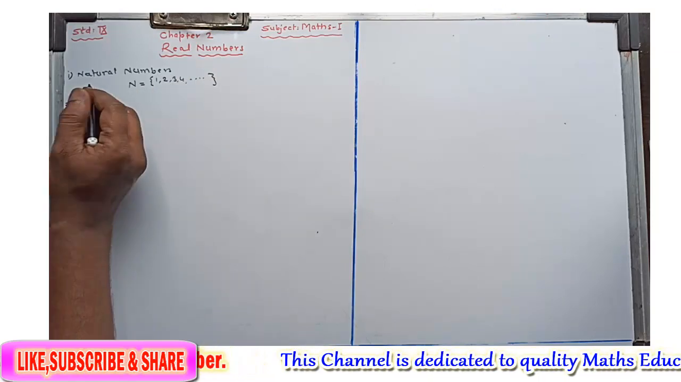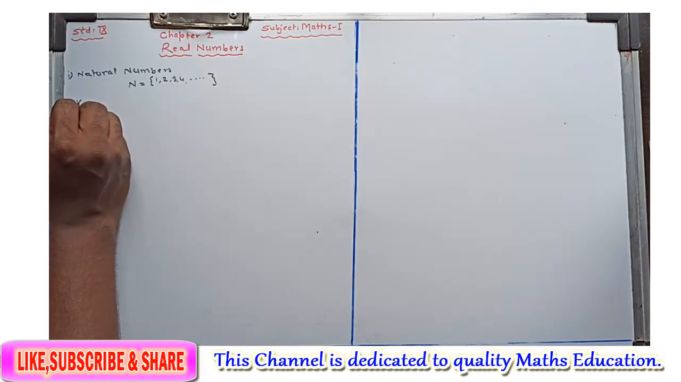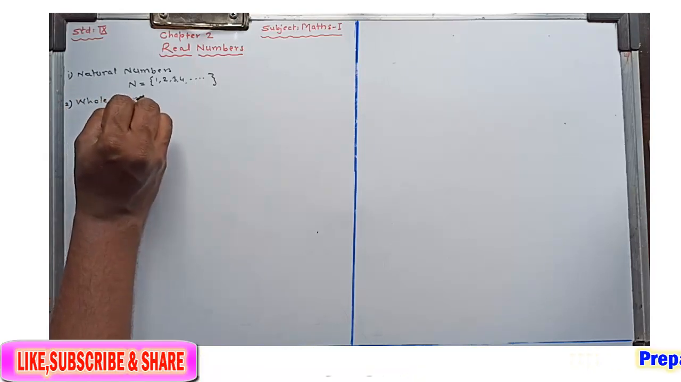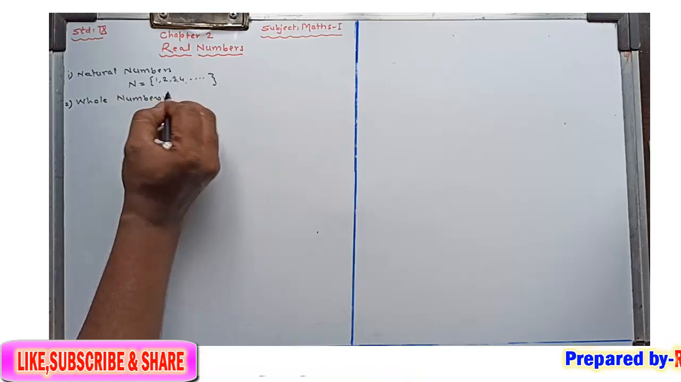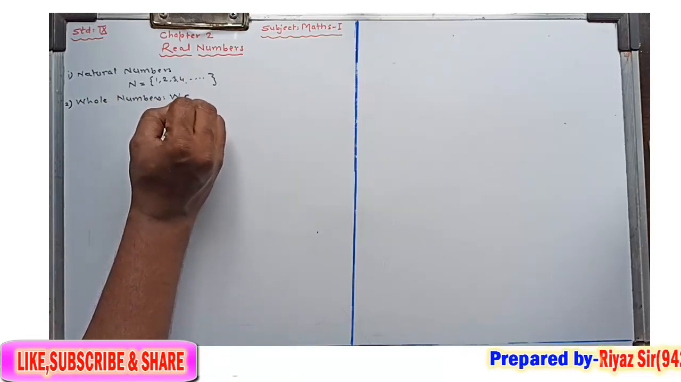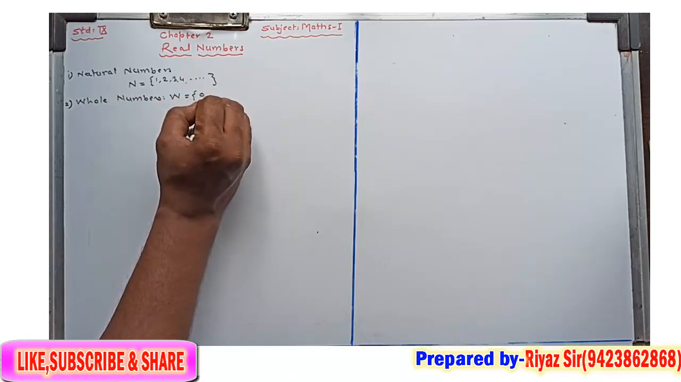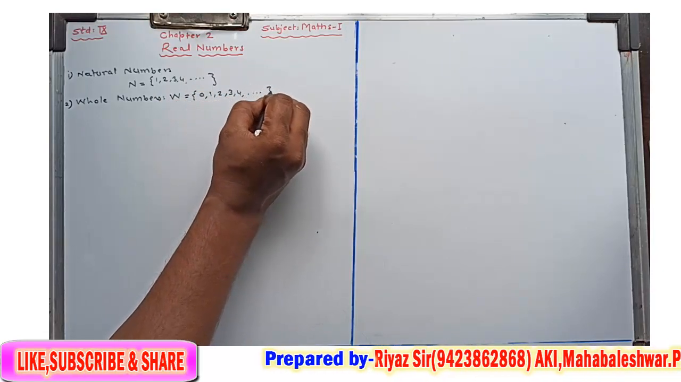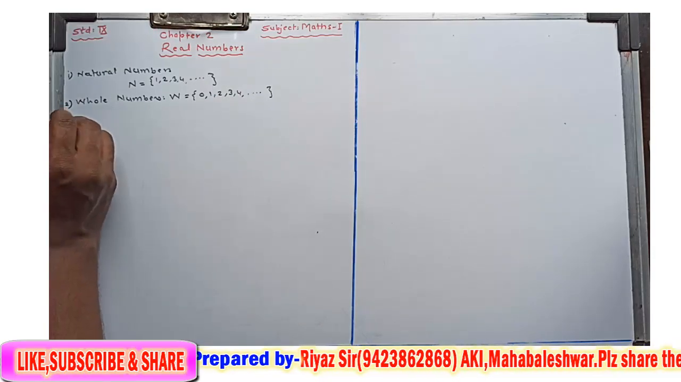Then the second set of numbers we have studied is the whole numbers. The set of whole numbers is denoted by W and has elements 0, 1, 2, 3, 4 and so on. In natural numbers just add 0, then you will get the whole numbers.